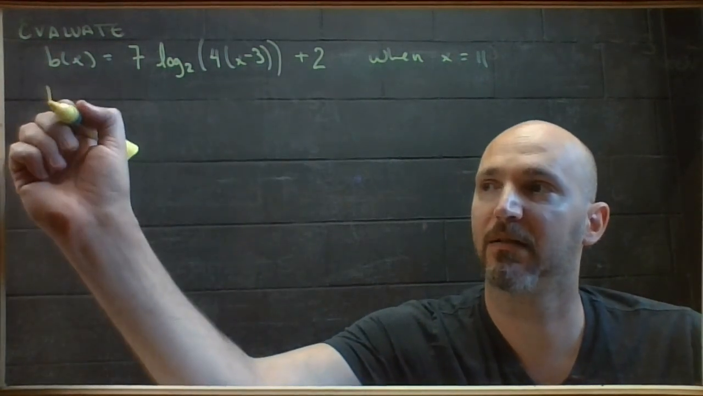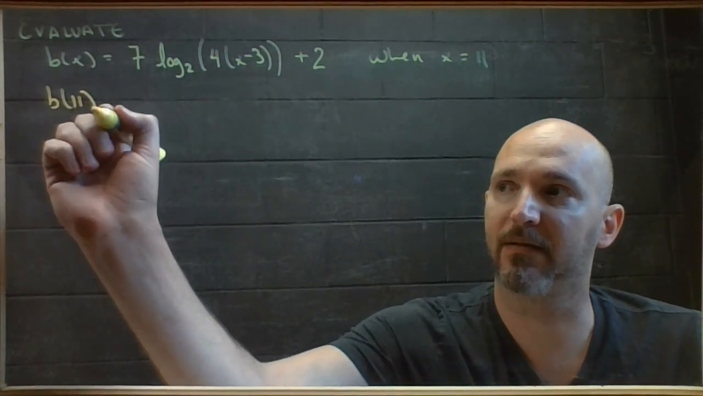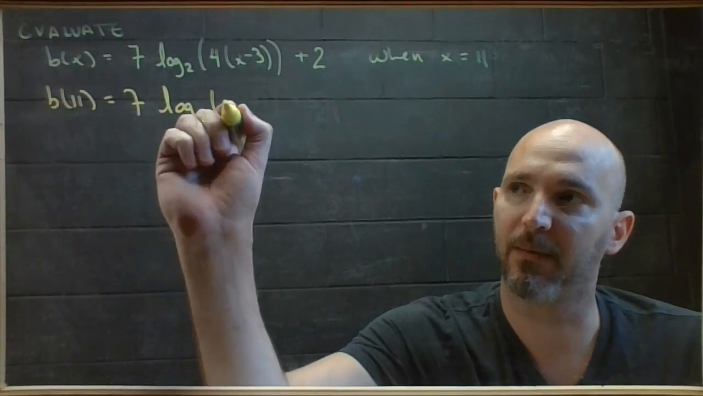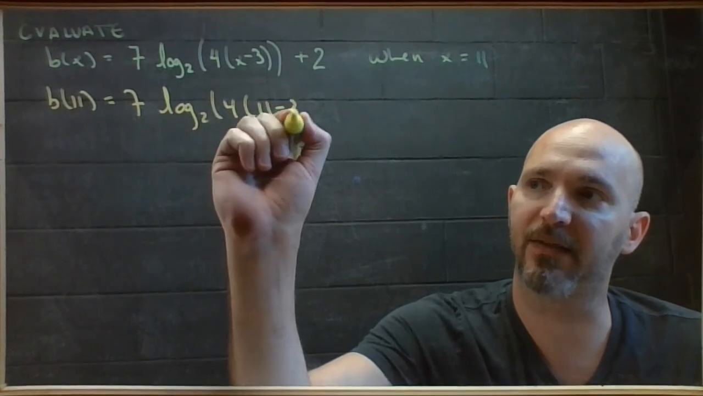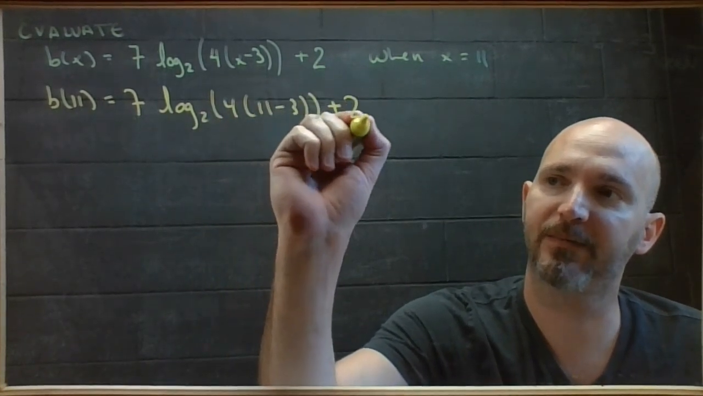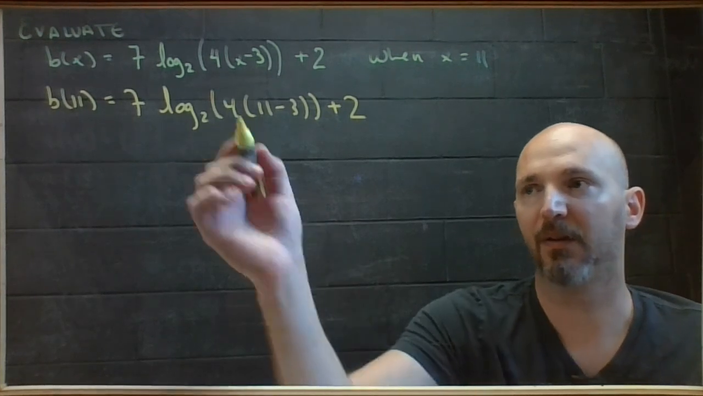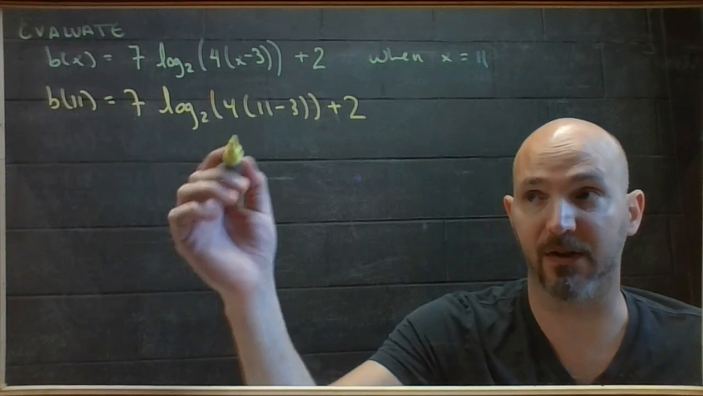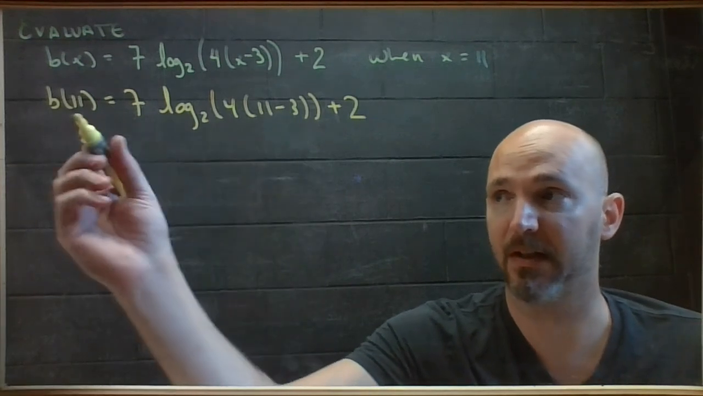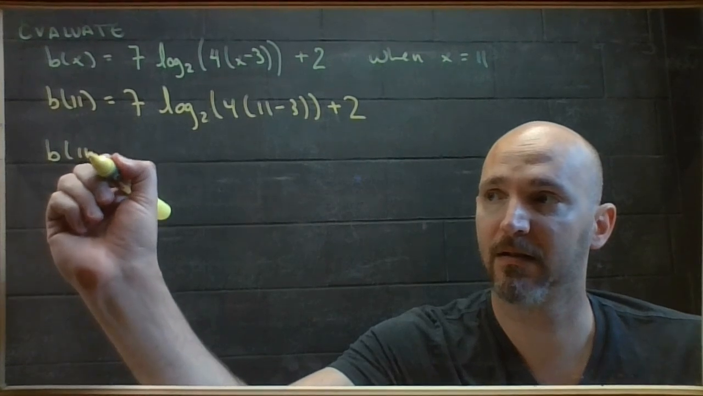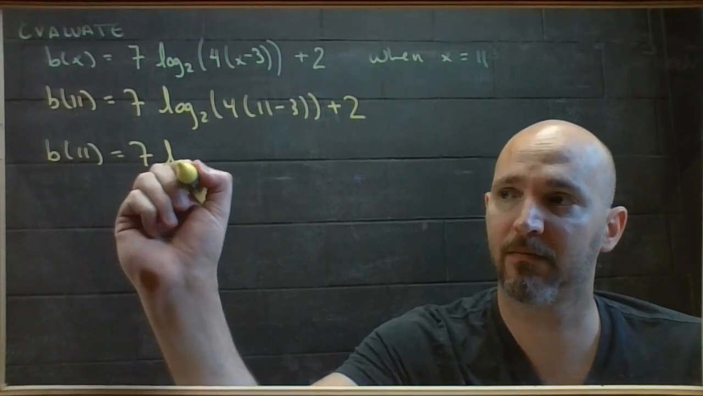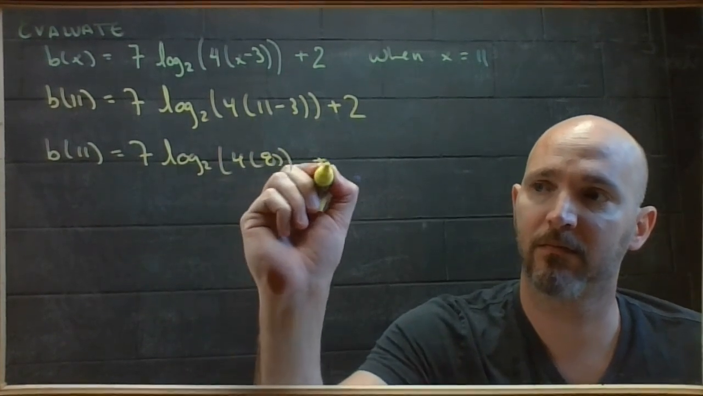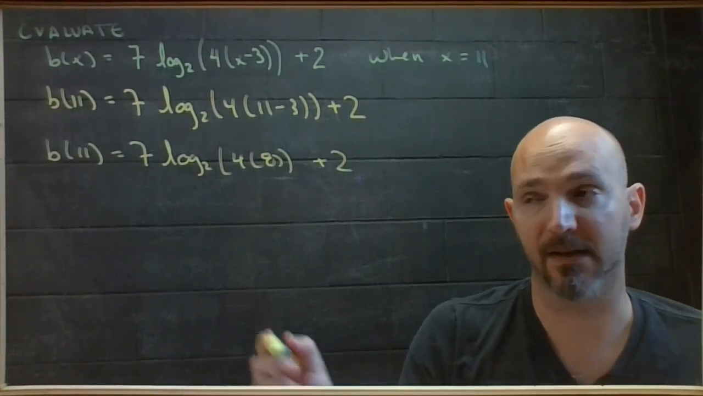So b evaluated at 11 will be 7 log base 2 of 4 times (11 minus 3) plus 2. So I've got my argument here. I have to get that worked out before I can apply the function. So I'm going to need to do 11 minus 3, which is 8. And 4 times 8 is 32.